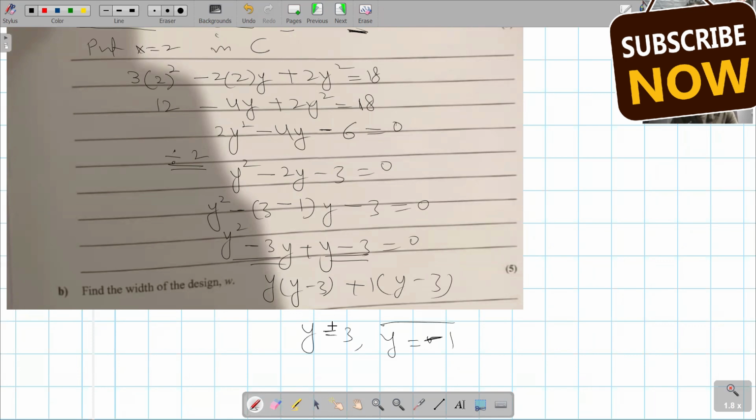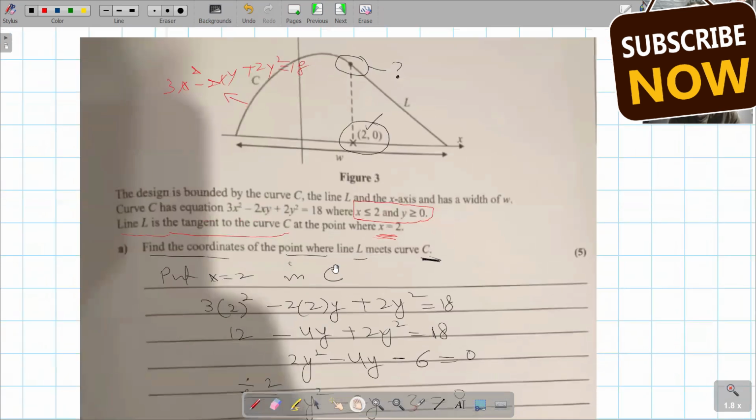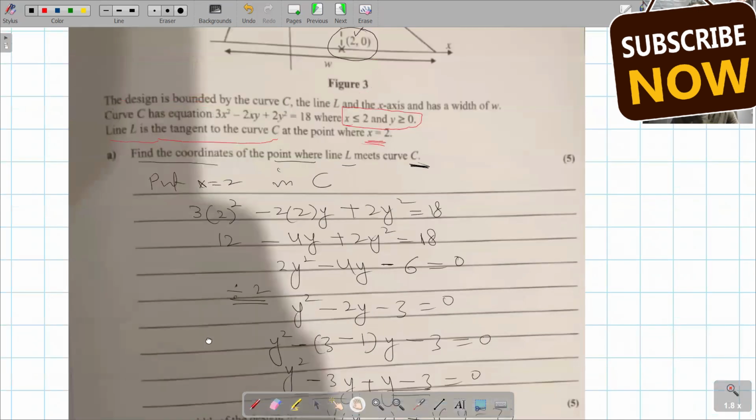Which value is the correct one, because there are two values? The point is above the x-axis, so the y value should be positive. So the required y value is y equal to 3. This is the answer of the first part, for 5 marks.